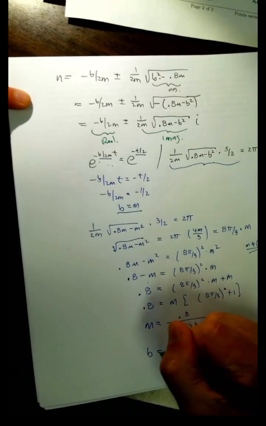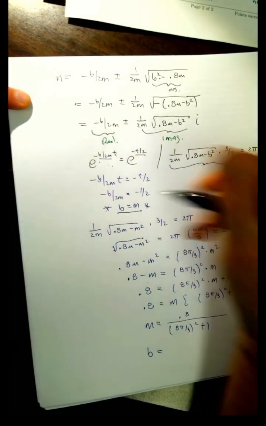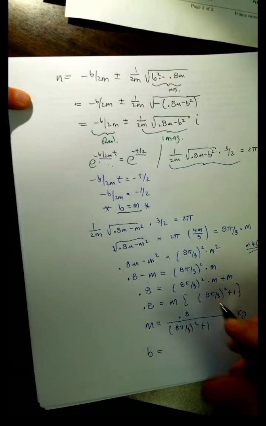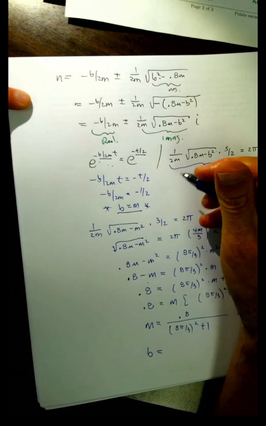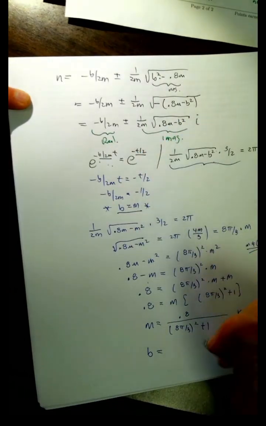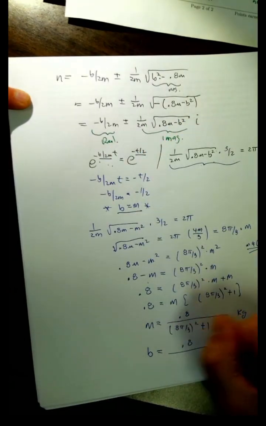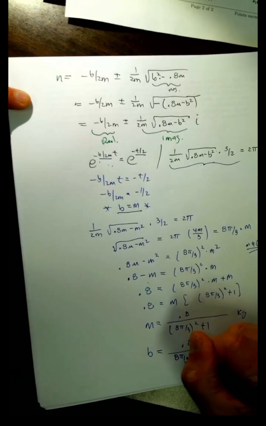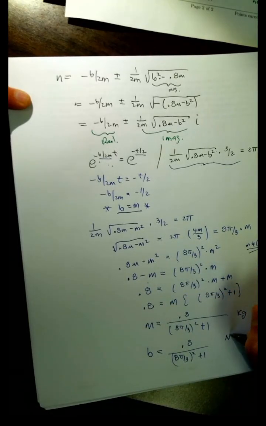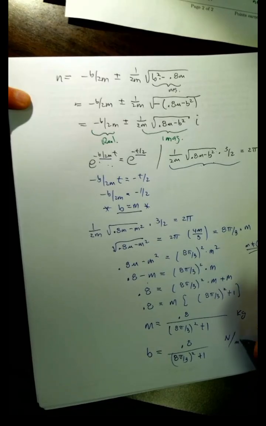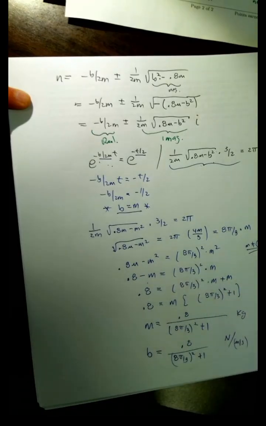And I know that b from here is going to be the same thing. So this is in kilograms, and b is just the coefficient for the friction term, so it's going to be exactly the same thing. So let's see, when I multiply that by the velocity, I have to get newtons.